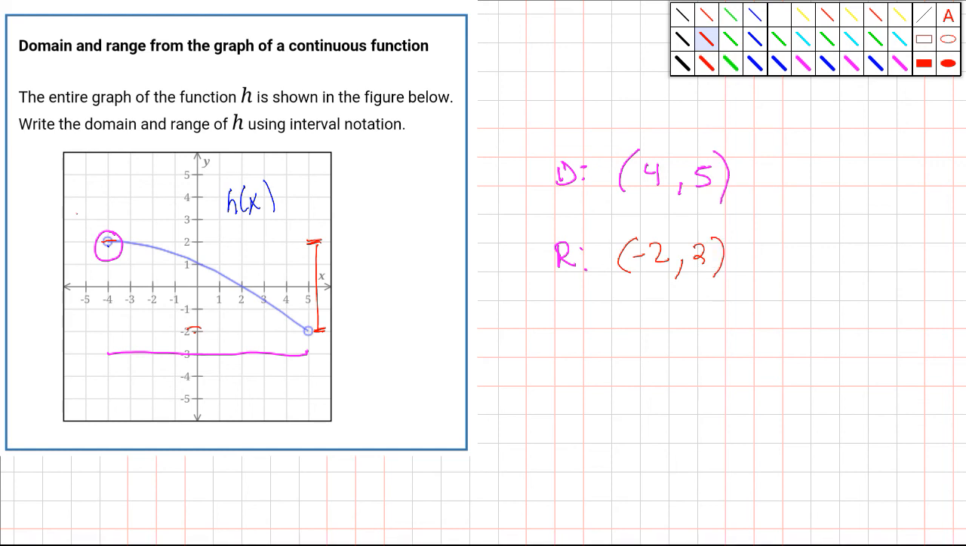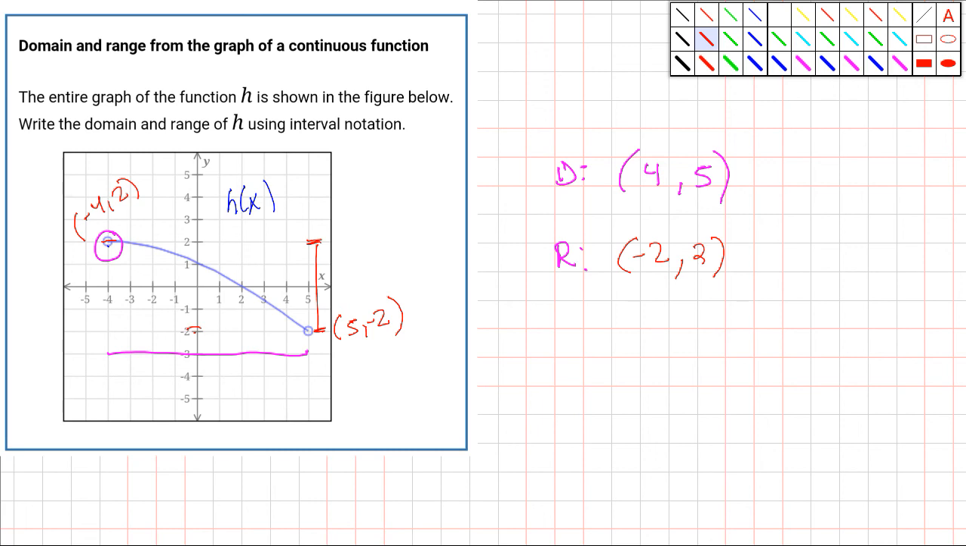So when we look at this, we have the point -4, 2, and the point over here, 5, -2. So that will be the domain and the range of the function.